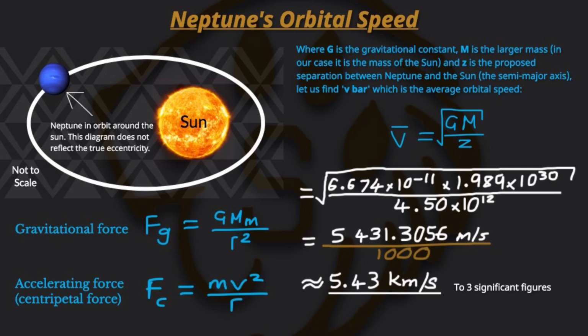And then we say v bar is equal to the square root of G, which is 6.674 times 10 to the power negative 11, times the mass of the sun, which we now know, that to the power of 30, over 4.50 times 10 to the power of 12, which is the semi-major axis in meters. And then we get 5,431.3056 meters per second. That's the unit for speed, meters per second. Then we divide by 1000, so we get kilometers per second, which is 5.43 kilometers per second, to 3 significant figures.